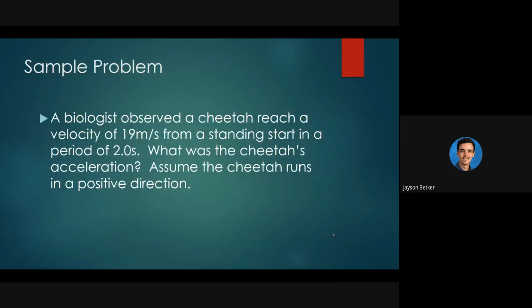So let's do one together. A biologist observed a cheetah reach a velocity of 19 meters per second from a standing start. This is very important because this is telling us that the initial velocity is equal to, if I'm standing there, how fast am I moving?